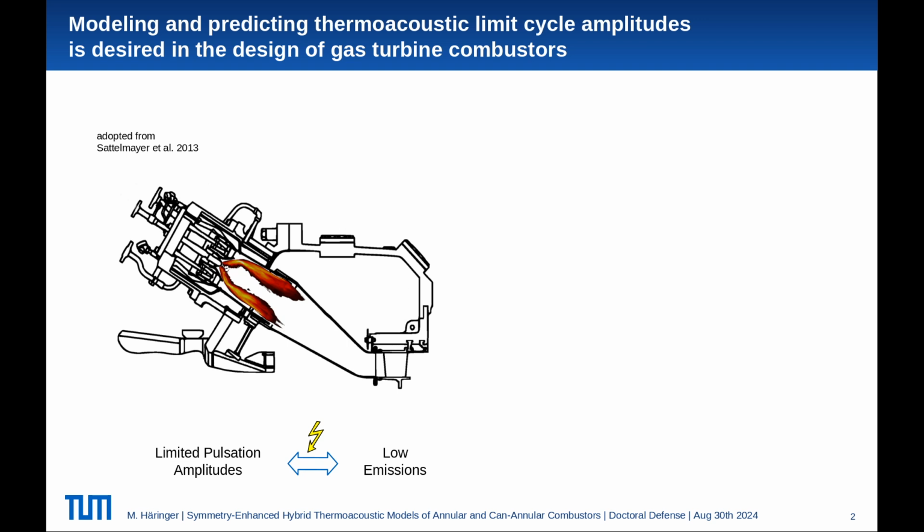Low emission levels and limited thermoacoustic pulsation amplitudes, aka limit cycle amplitudes, are two important but often contradictory goals in the design of gas turbine combustors. To find an optimal design for both of these goals, we need to predict the thermoacoustic pulsation amplitudes, or the limit cycle amplitudes, already in the design phase of a combustion system.